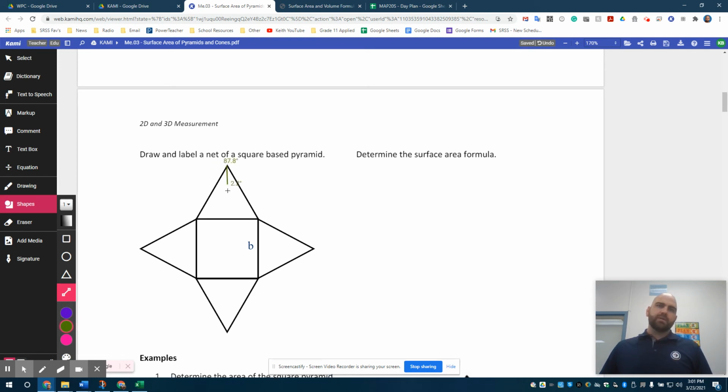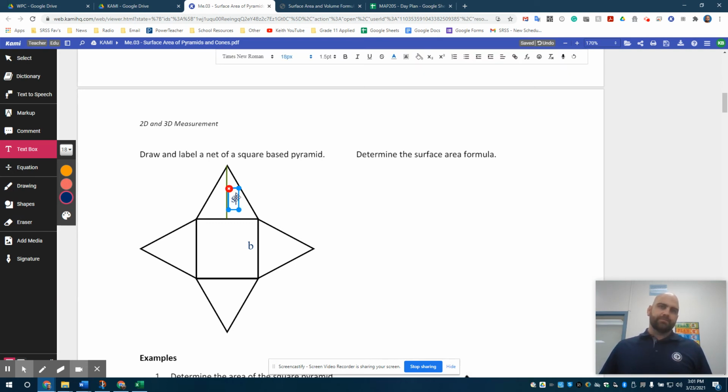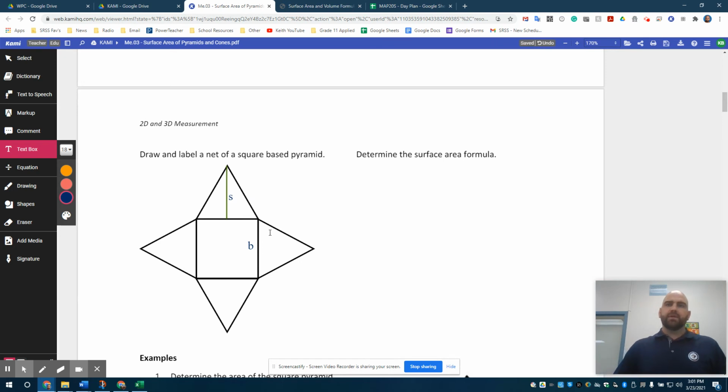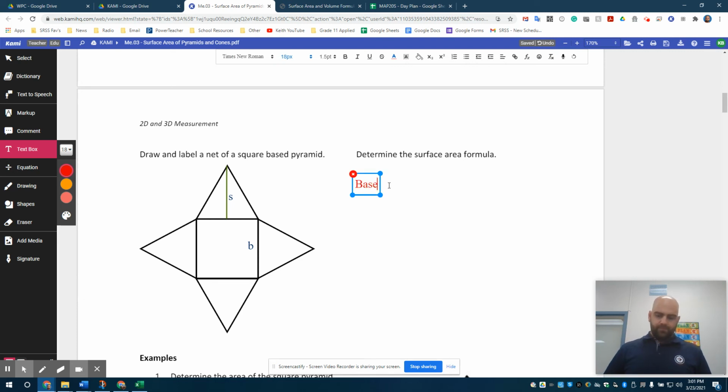We also have this measurement right here, which would be the height of a triangle, but because we're doing a pyramid, this is going to be our slant height. Now, when we are doing the pyramid, these are the only two measurements we need. We need the base length and we need the slant height, at least for a square-based pyramid. Now, when we want to try to find the base, so here's where we're going to determine the formula. The base area is equal to b squared.